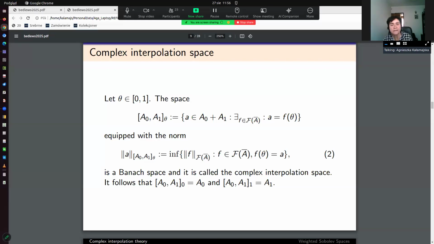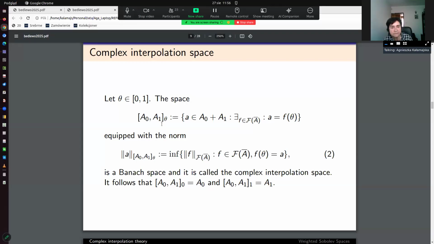We can say such f is admissible. A is admissible by f, maybe it's more carefully said. A is admissible by f because A is f of theta. I consider all f which give me A in this way and take the infimum of their norm. So it appears that this is a Banach space. It is called complex interpolation space.